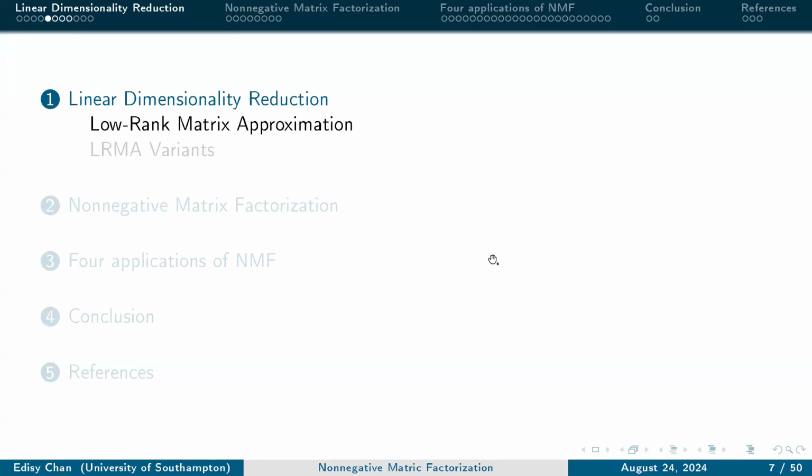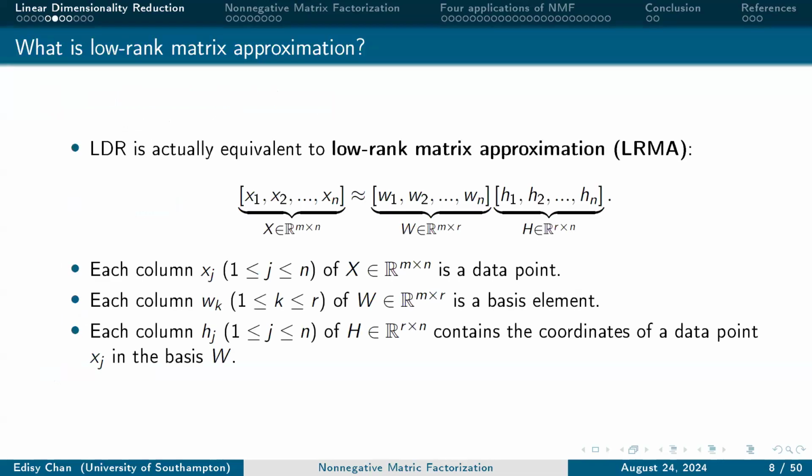Now I would like to talk about something called low rank matrix approximation, because the LDR is basically equivalent to that. You can see that this is the matrix consisting of all those x_j, taken as column vectors. So now we get an m by n matrix, which is approximated by the LDR techniques, approximated by this product.